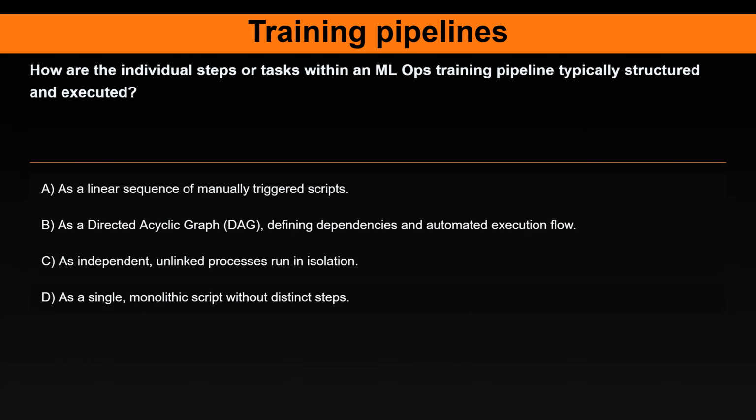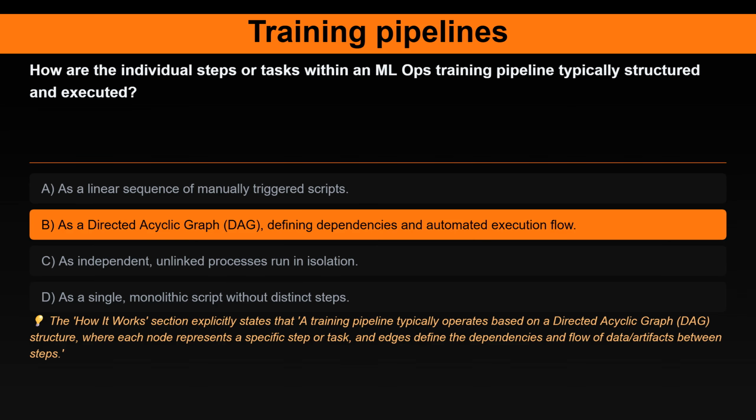Question 27. How are the individual steps or tasks within an MLOps training pipeline typically structured and executed? Option A, as a linear sequence of manually triggered scripts. Option B, as a directed acyclic graph, DAG, defining dependencies and automated execution flow. Option C, as independent, unlinked processes run in isolation. Option D, as a single, monolithic script without distinct steps.